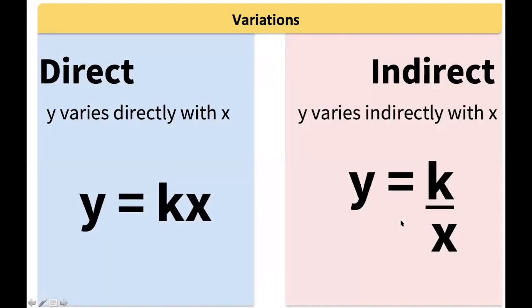Alright? So again, i-compare lang natin our direct and indirect variation. When we say direct, Y varies directly with X. So we have Y is equal to KX. When we have indirect, Y varies indirectly with X. We will have Y is equal to K over X.